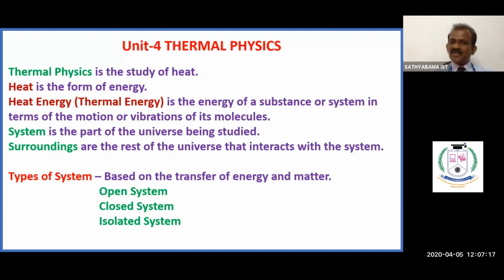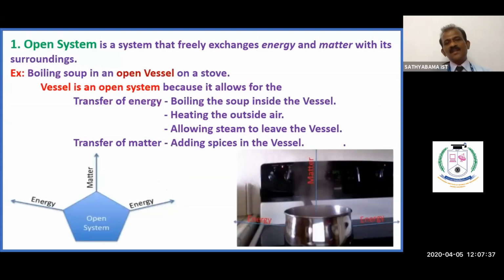Now, we can classify the system into three: open system, closed system, and isolated system, based on the transfer of energy and matter. Energy is nothing but heat energy. Matter is anything, any object in the universe. First see the first system, open system. An open system is a system that freely exchanges energy and matter with its surroundings. So it freely exchanges both energy and matter.